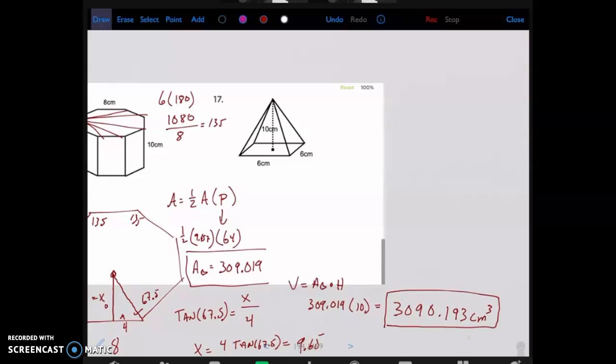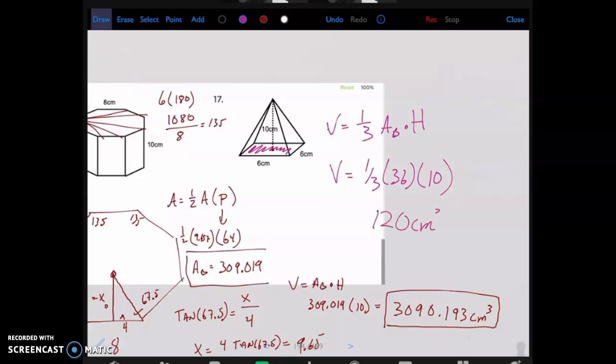Remember, it's going to be area of the base. This is a one-based shape. The base is a square. So the volume is going to be equal to 1/3 area of the base times the true height. And the true height here, luckily, is 10. We already gave it to you. So 1/3 area of the base times height. 36 divided by 3 times 10 is 120 centimeters cubed. Cool. One more.